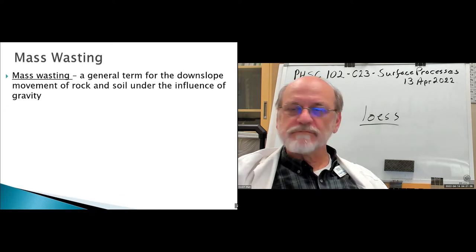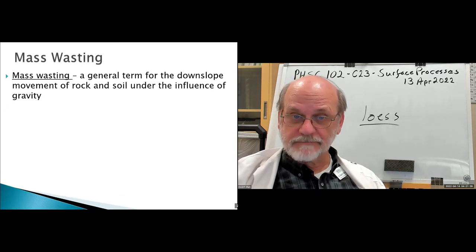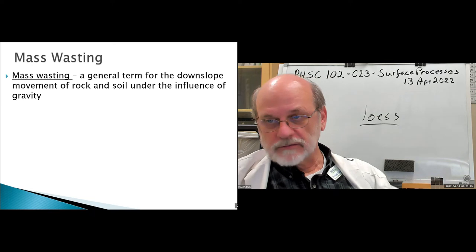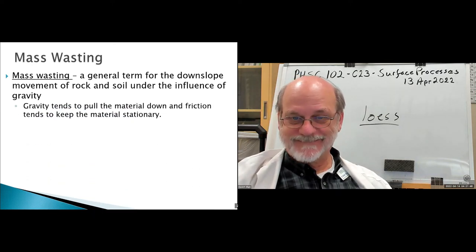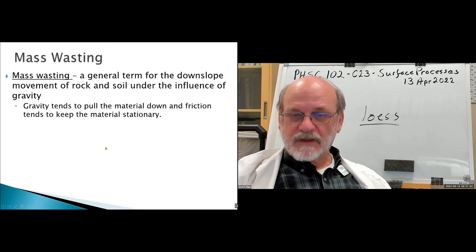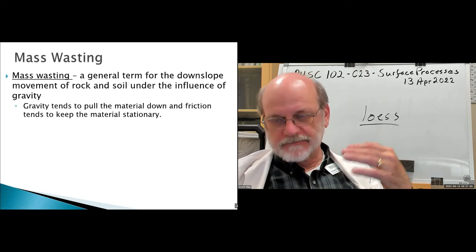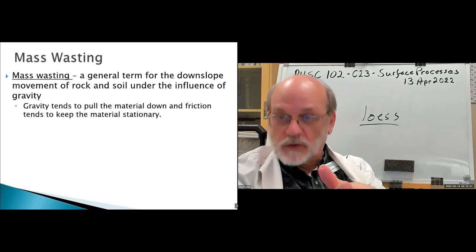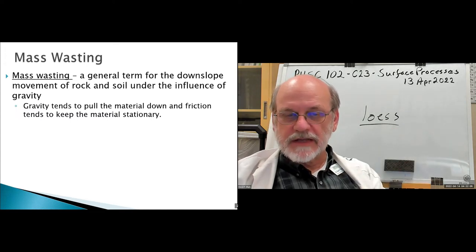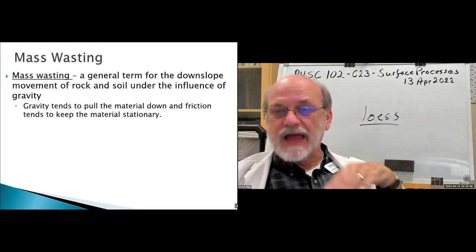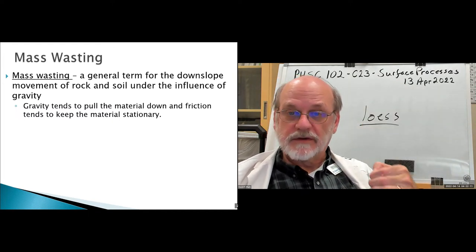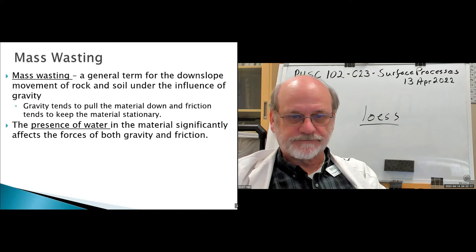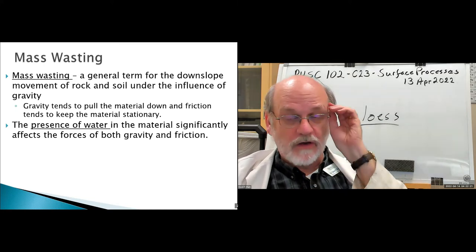Okay. Other types of movement, right? Under the influence of gravity, you can get what's called mass wasting. That's simply downslope movement of rock and soil. It's a battle between gravity and friction. If there is sufficient friction under the materials, then gravity will not pull them down the hillside. But if the slope is steep enough and other factors influence the friction, then you can get movement of material, especially if there's water involved.